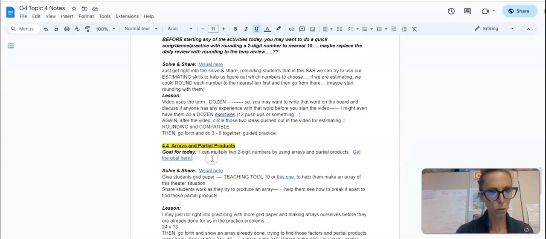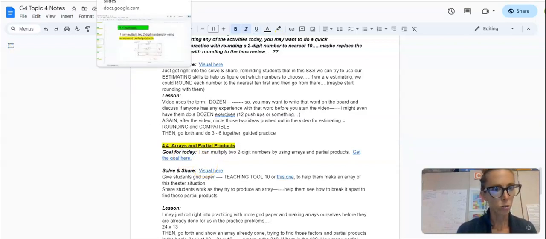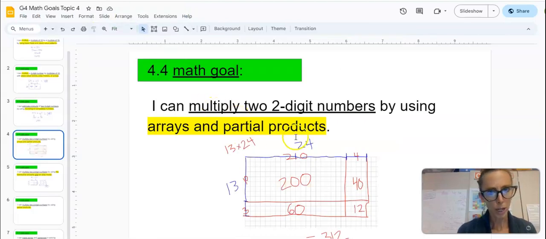Okay, here we go, 4.4. This is where I'm going to start. I'm going to do 4.4 and 4.5. So the goal, utilizing that Google slide, multiply two two-digit numbers.